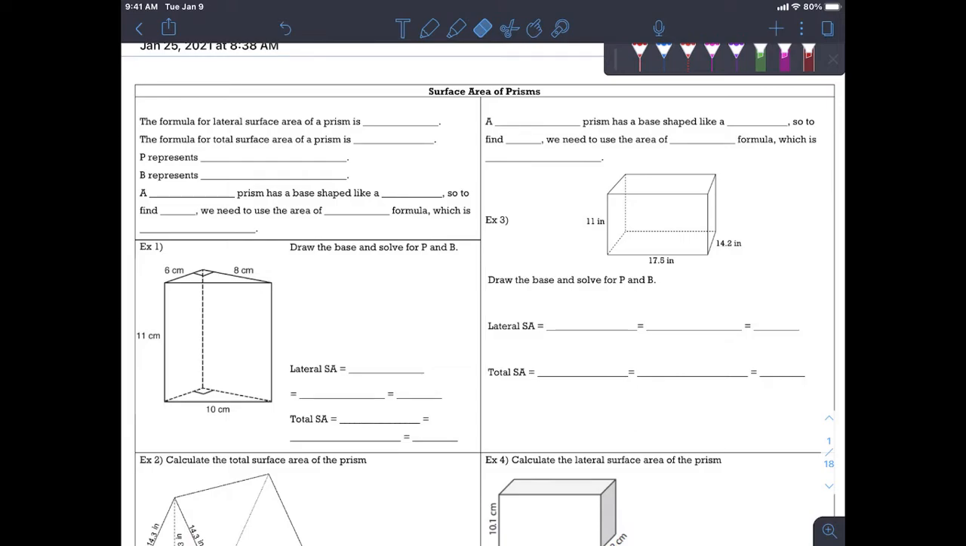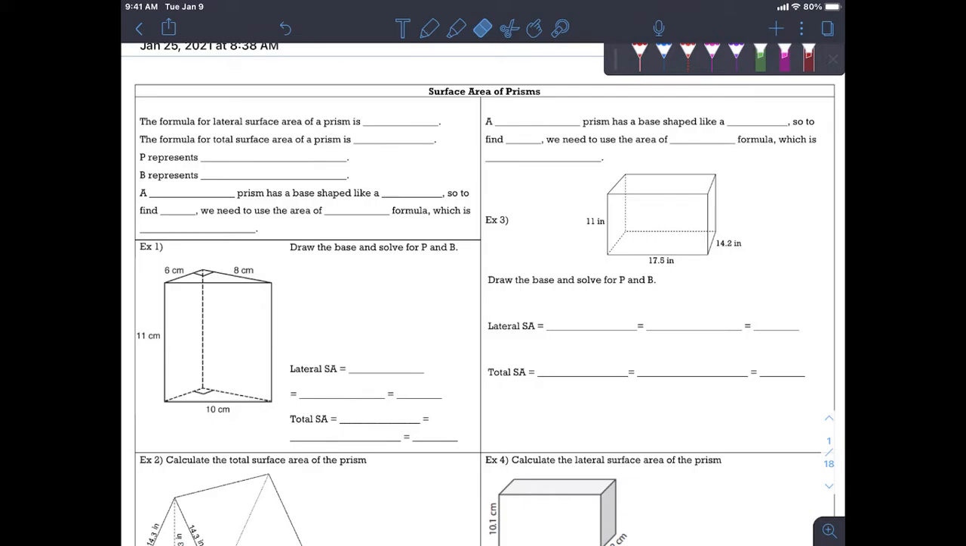All right, so welcome to our unit on surface area of prisms. There's two different kinds of surface area: lateral surface area and total surface area. What lateral means is sides only. So not the top, not the bottom.